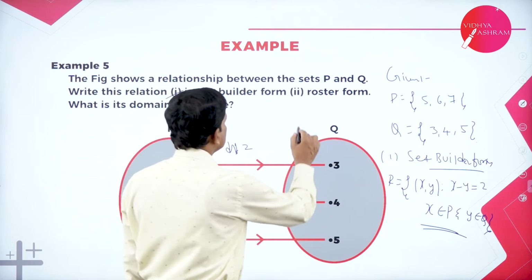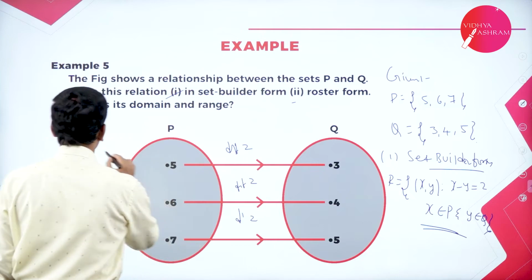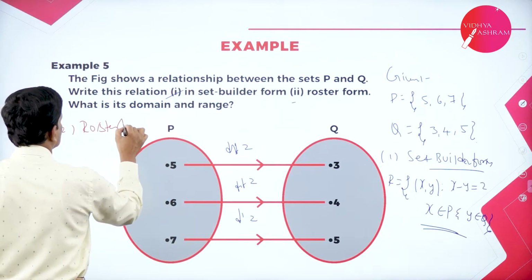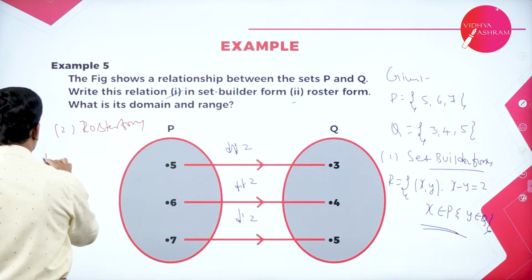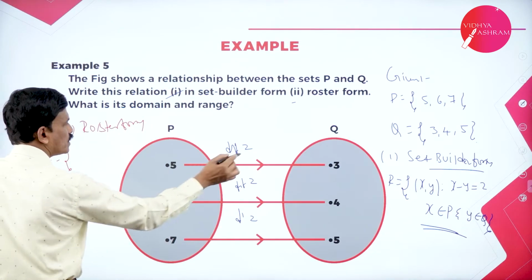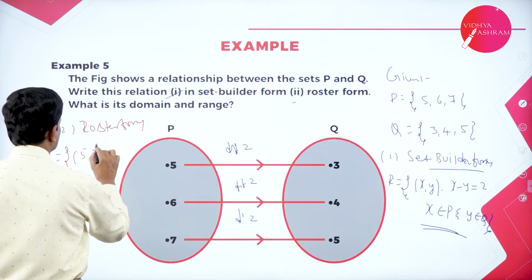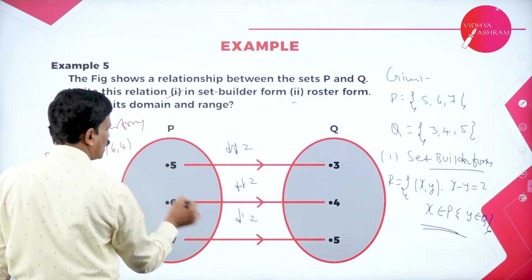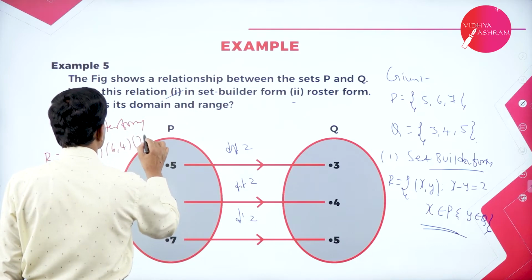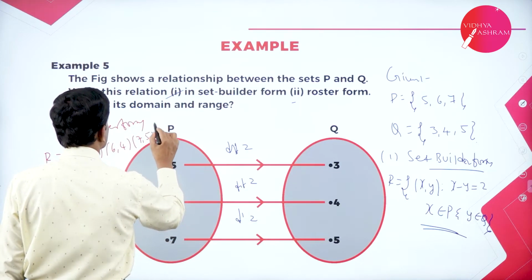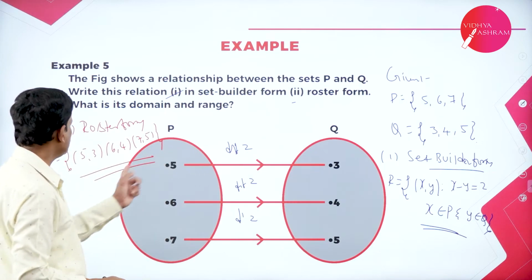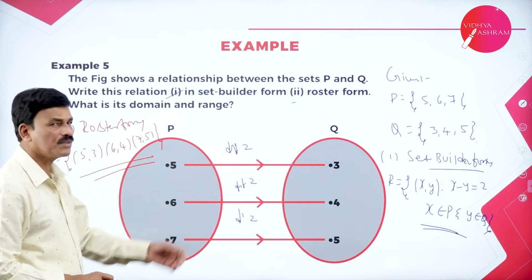Now let us come to the second one. The second one is the roster form. R is equal to, what are the elements? 5 comma 3, 6 comma 4 and 7 comma 5. That's all. This comes under the roster form.